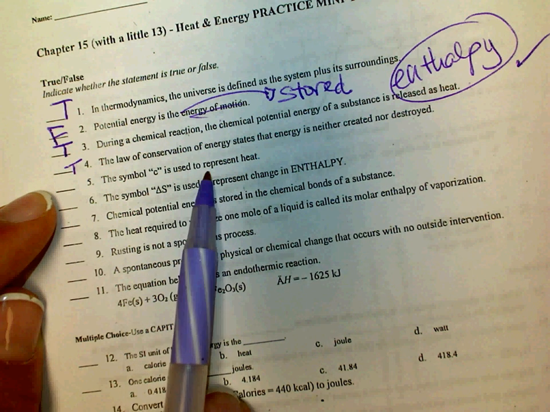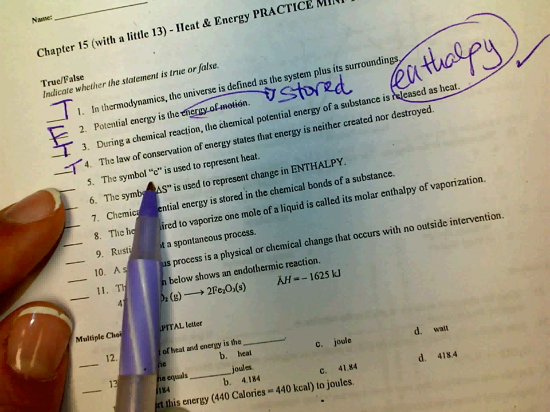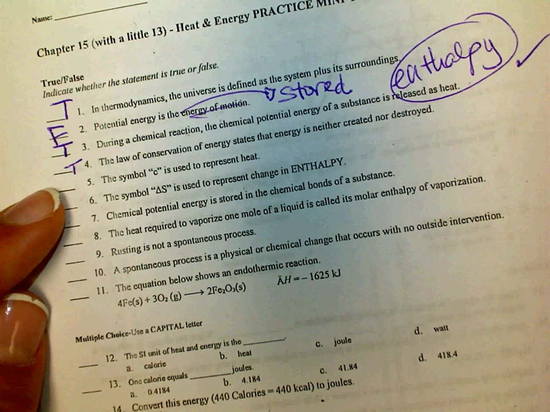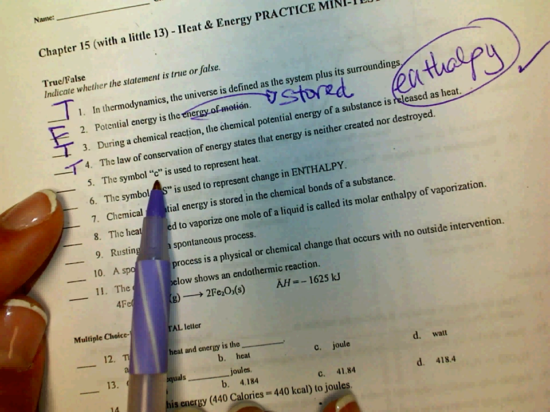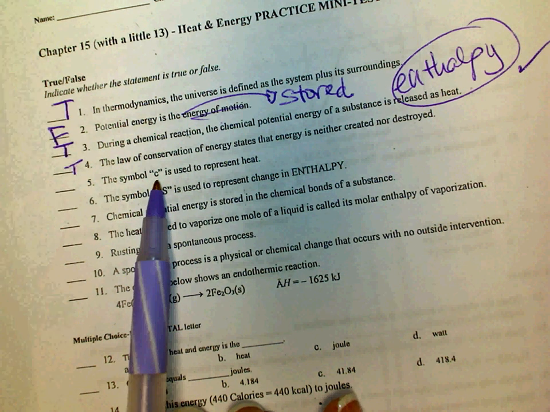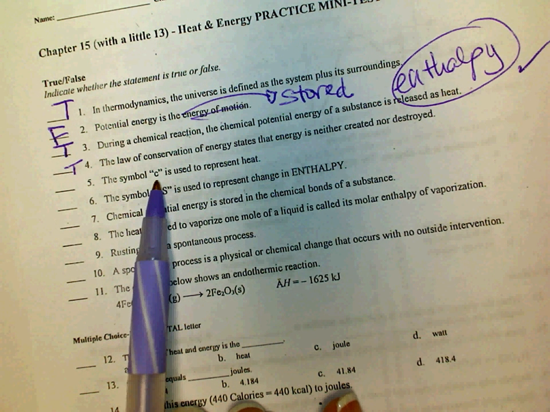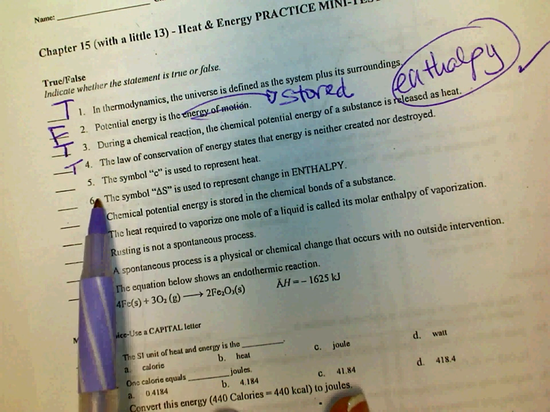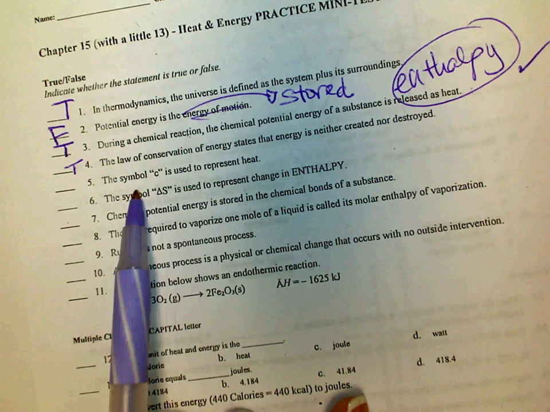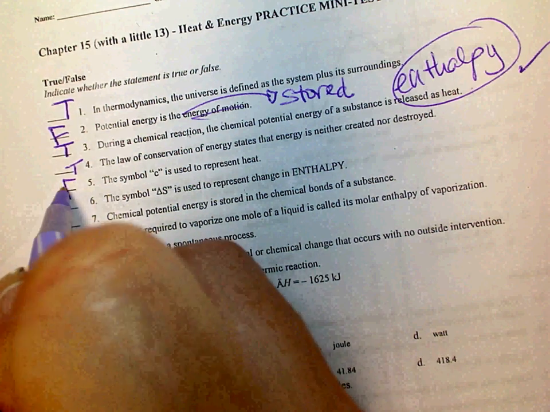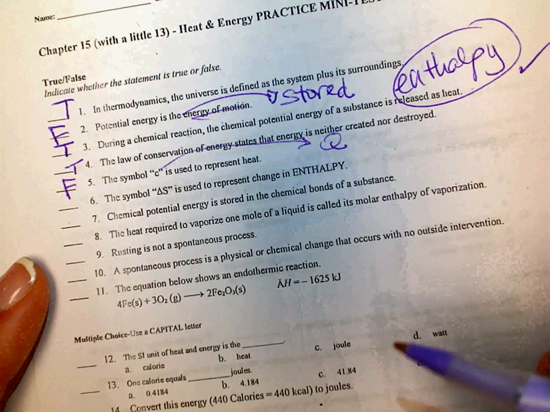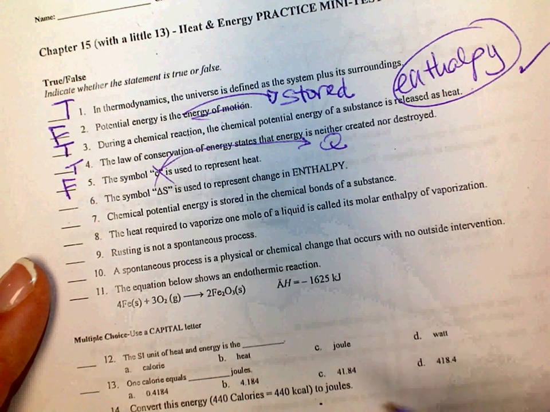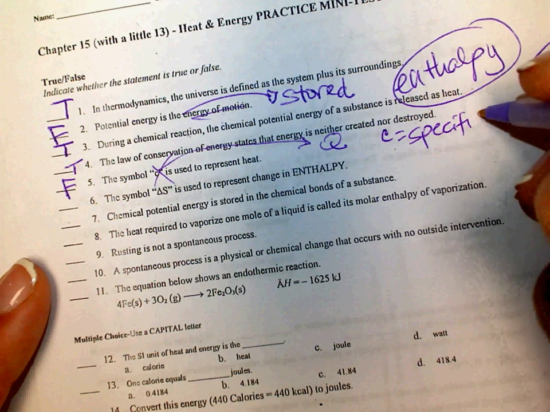Number five, the symbol C is used to represent heat. This is a little tricky. Let's go with Lamar. False. Lamar learned that earlier because I asked him what represents specific heat, and he told me Q, but then we corrected it. What's the right answer, Lamar? False, and why? What can I change about this statement to make it correct? Very good. That C could be a Q. What does C represent? C is specific heat. Don't you think it would help if we write that down right here?